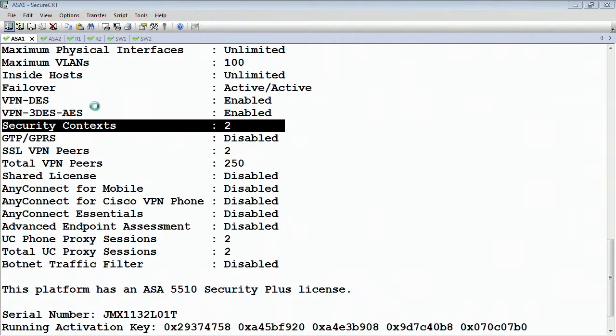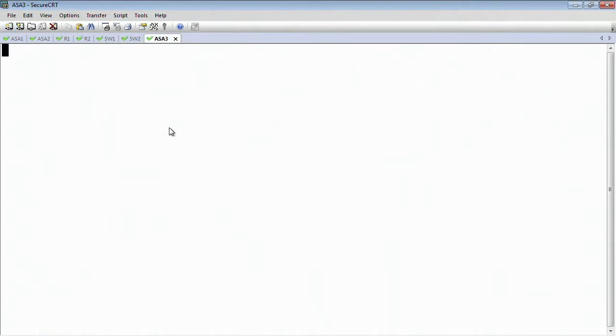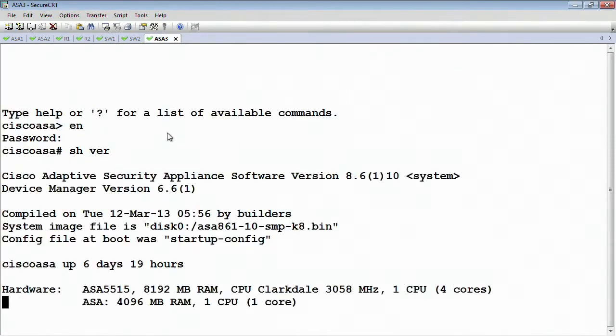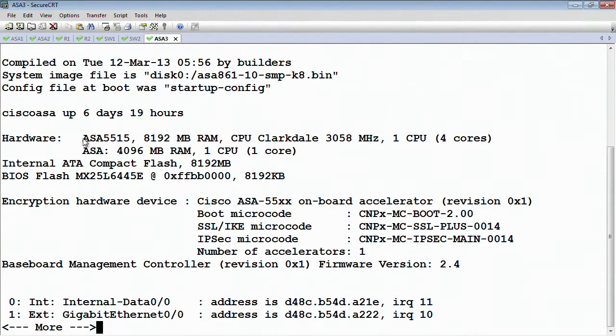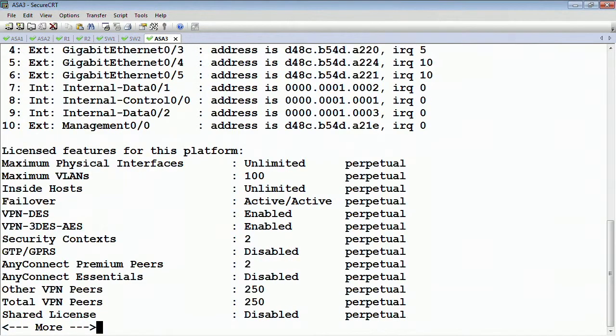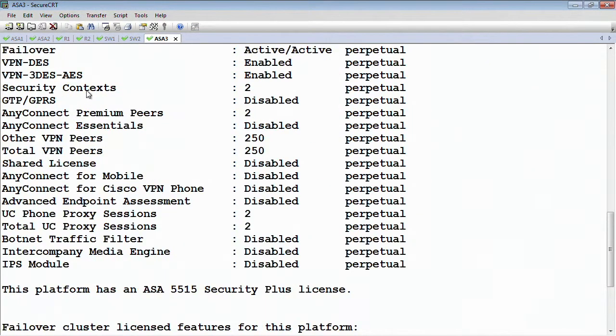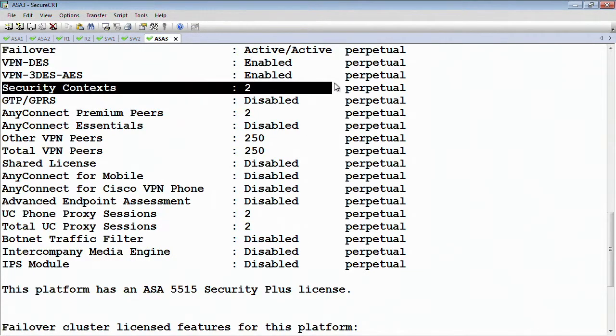Then if we look at the X, here ASA 3, if we show version, this is 5515, which is the X version. And this one likewise supports 2. So it's actually based on the hardware and on the licensing. But we'll talk about that when we get to the specific context section.